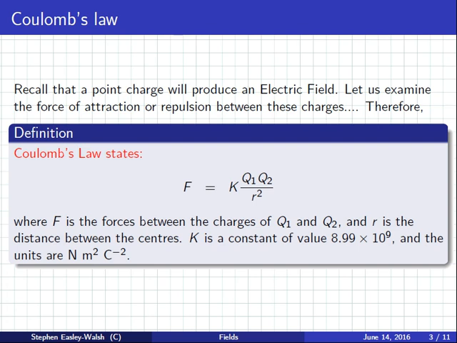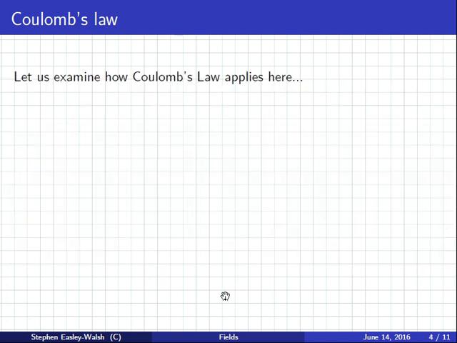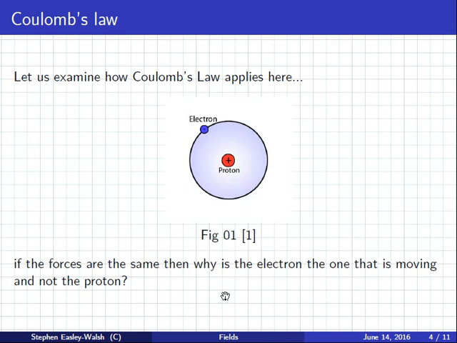Okay, continue. So, let's examine how Coulomb's law applies here. If the forces are the same, why does the electron move and not the proton? Coulomb's law says the force here is Q1 Q2 over R squared, but also the force here is Q1 Q2 over R squared, which means the forces are equal. The force the proton pulls on the electron with is equal to the force the electron pulls on the proton with. So if it's the same force, why does the electron move around the proton and not the proton around the electron?